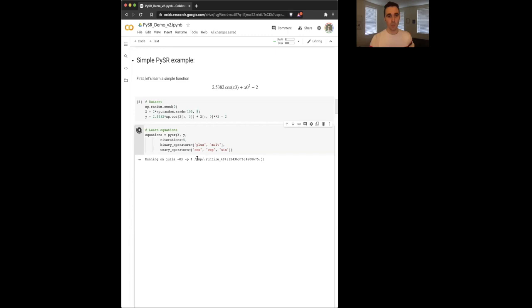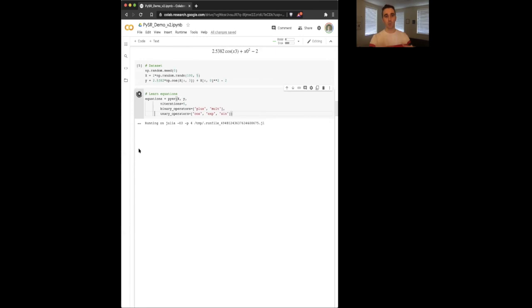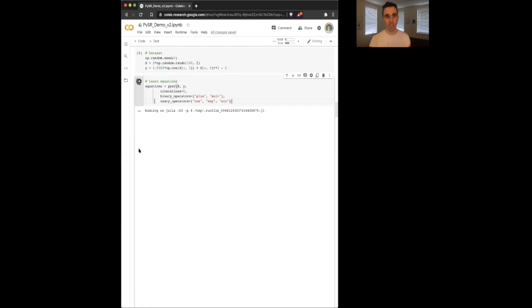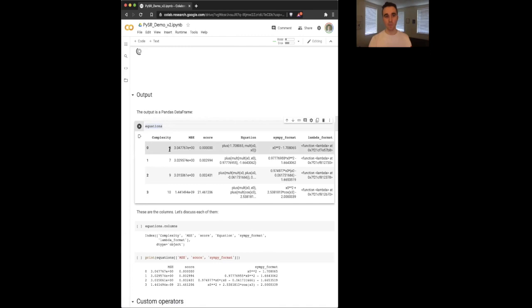I think the first time it runs, Julia does all this pre-compilation of libraries. So it's probably compiling the optimizer, stuff like that. So we can just let that run in the background because I have the output. The output of this call is a pandas data frame. In this data frame, you have your equations sorted by complexity. Complexity here just means the number of operators, constants, and variables. That lets you sort by complexity and error, so you can apply Occam's razor and choose the simplest equation that gives you some threshold of loss.